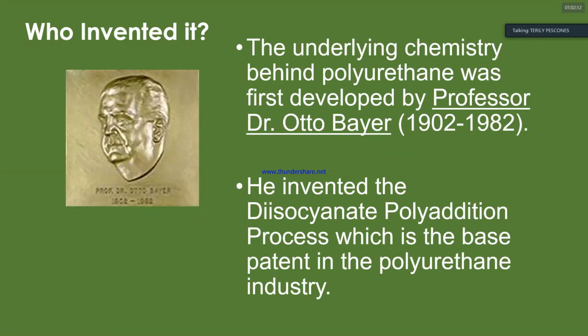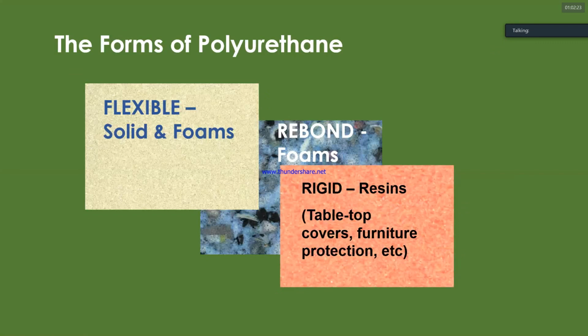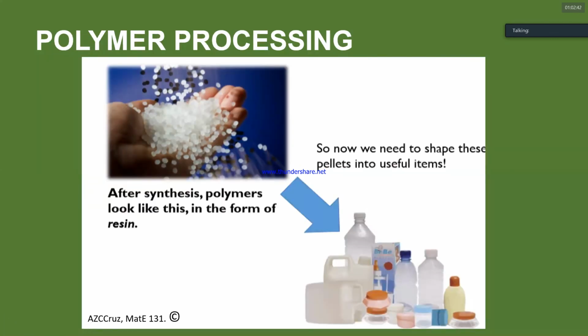Okay. The underlying chemistry behind polyurethane was first developed by Professor Dr. Otto Bayer. Okay, forms of polyurethane: flexible, solid, and foams; rigid, resins, tabletop, covers, furniture, and furniture protection. So, ito yung ating mga polyurethane. Okay, so ito yung pinanggalingan.